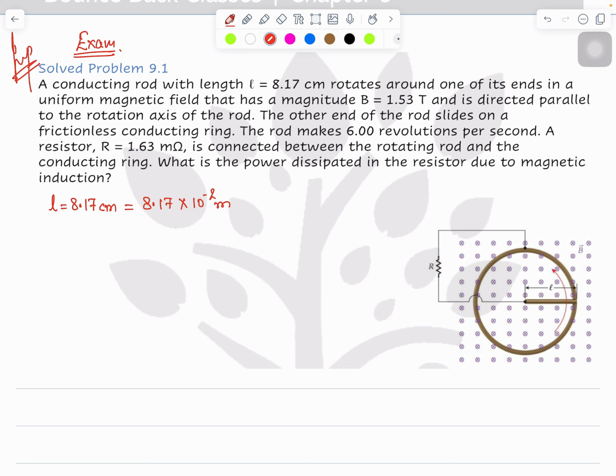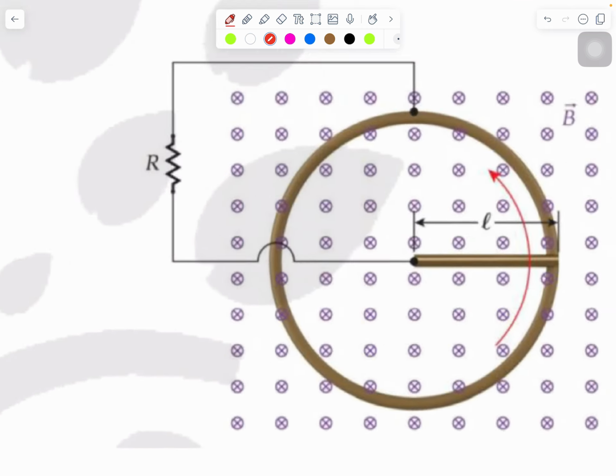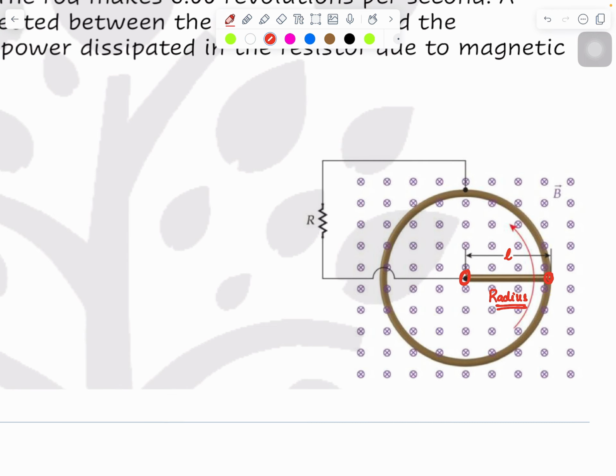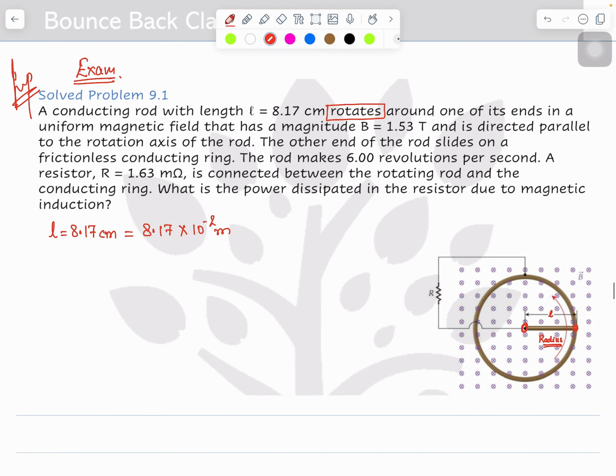Okay, rotates. This is the keyword, and in all the questions, whenever you get such kind of questions, you need to keep this in your mind. Even in the question, if you observe, from this point to this point, this is length L. Can I say this is equal to radius also? If you understand this point, the question will be a little bit easier. So can I say length is equal to radius?